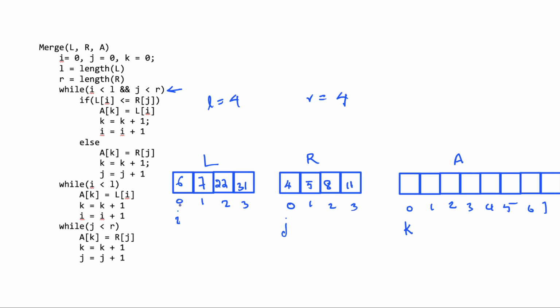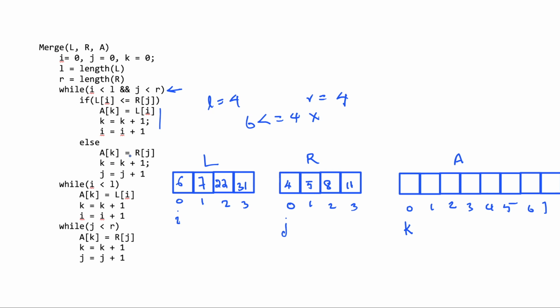To begin with, the value of i is 0, j is 0 and k is 0. So first we will compare whether the left subarray element is less than or equal to the right subarray element. So if you compare whether 6 is less than or equal to 4, that is, we are comparing L of 0 and R of 0, this condition is not true. So it will not enter this part, it will be executing the else part.